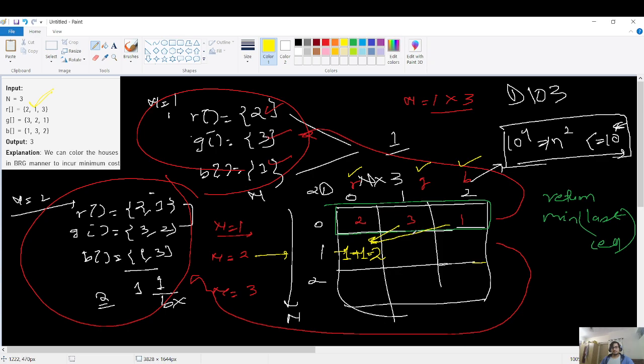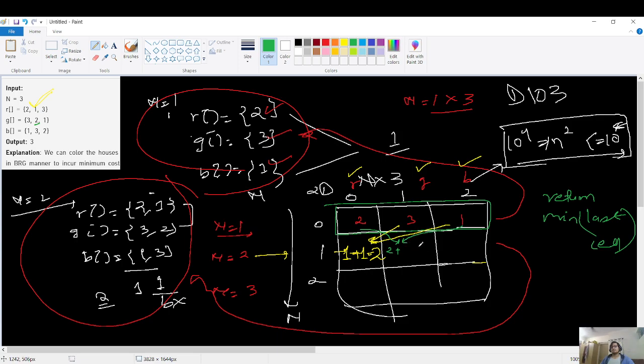But another possibility is that we can start from green. So what's the value of green here? The value of green here is 2, right? So I will take 2, plus I need to color one more house, right? I have to take different colors, and different colors will come from R as well as B, because G is already considered.